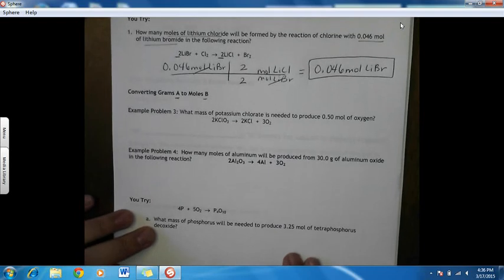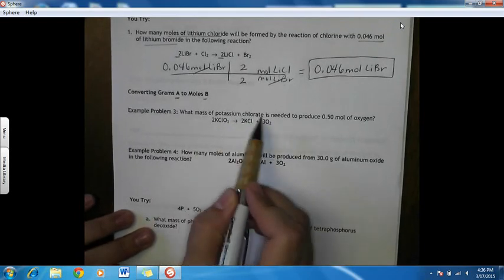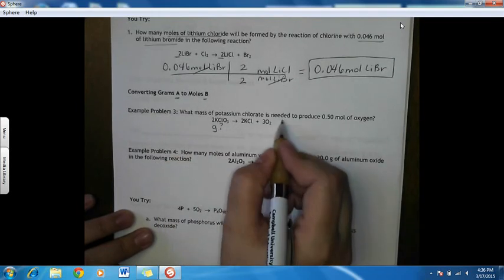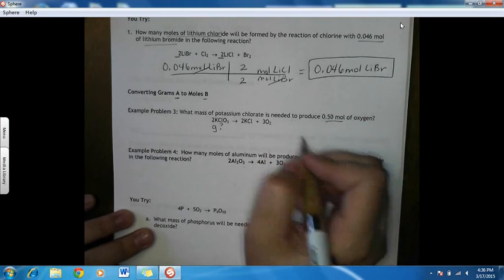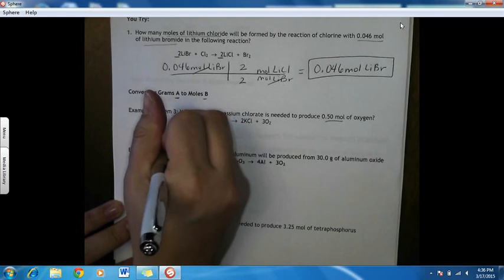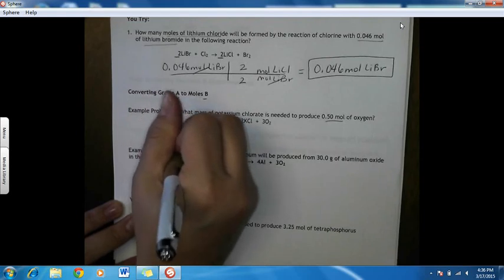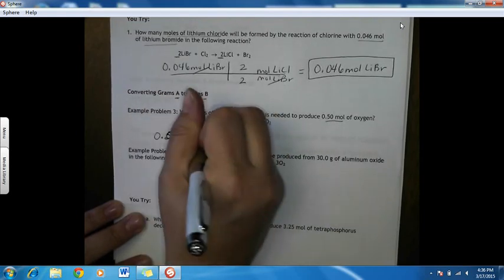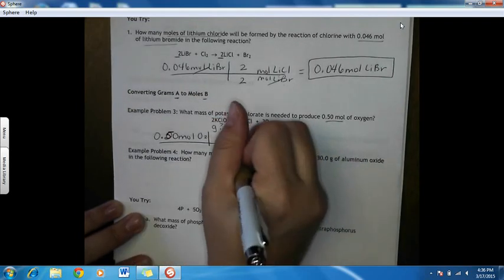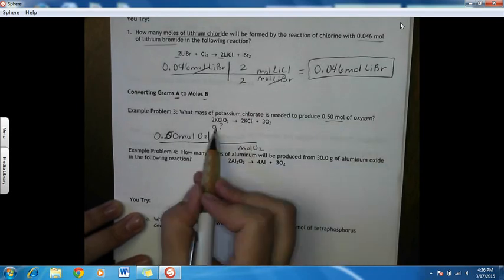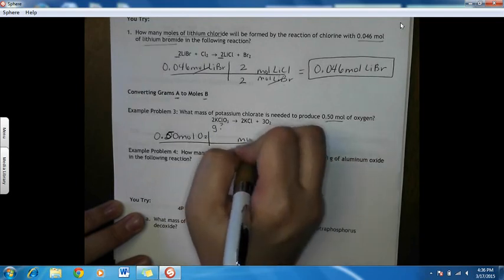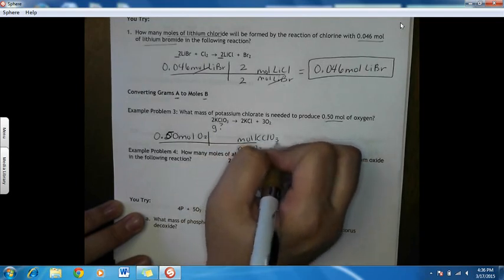Alright, so in this problem we want to know what mass of potassium chlorate, so how many grams of potassium chlorate is needed to produce 0.5 moles of oxygen. Again, starting with what we're given, 0.5 moles of oxygen. Alright, we no longer want our moles of oxygen, so we'll put those on the bottom. In order to get to grams of potassium chlorate, I must first know the moles. And so we put moles of potassium chlorate on the top.